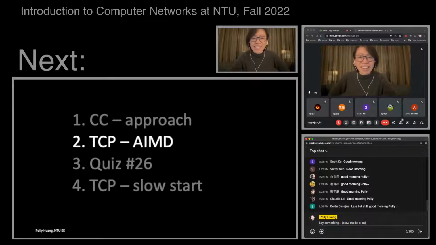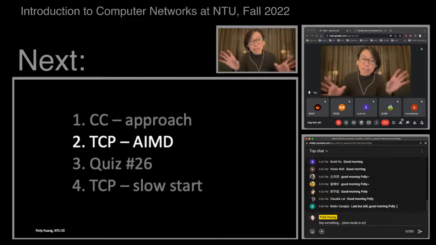All right, so that is the second approach, the network-assisted approach. And if you follow the video, you see that this approach is actually really nice. The router where the congestion is happening will explicitly tell everyone, and that router can also tell everyone exactly what the right sending rate is. So it seems to be more informative if you take the network-assisted approach.